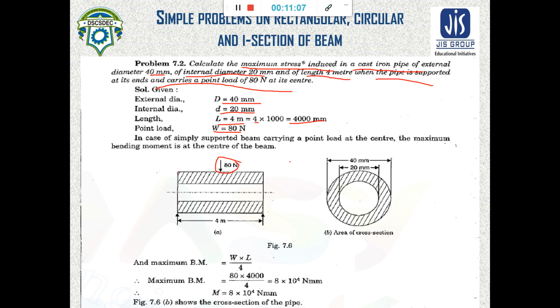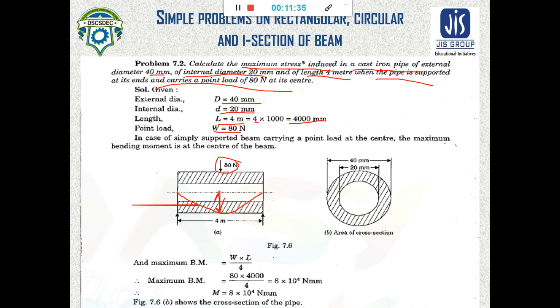So maximum bending moment will be where? Maximum bending moment will be at the center. How do you find this out? Because we know from the bending equation, from the bending moment diagram, which we have studied in the last semester. From that we know that bending will be like this, and so maximum bending we can see at the center.